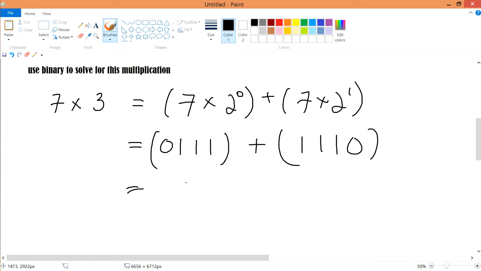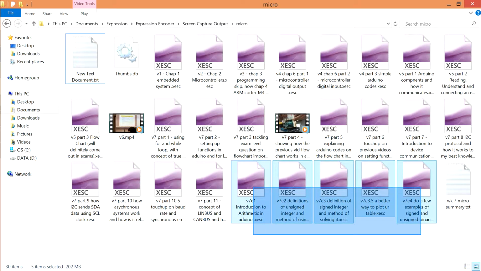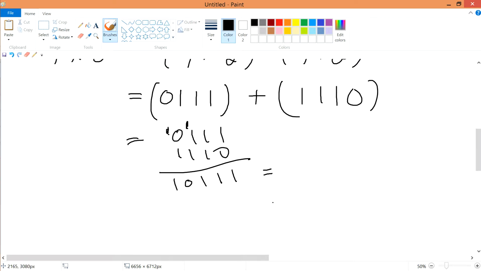Nonetheless, if you add it up, 0, 1, 1, 1 plus 1, 1, 1, 0: 1 plus 0 is 1, 1 plus 1 is 0, bring forward 1, so 1 plus 1 is 0, I bring forward another 1, so 1 plus 1 is 0, bring forward 1, so I have 1, 0. These are the things. If you don't understand what I'm doing right now, it is because you haven't gone through these videos. I suggest you watch these videos, the summing one first. If you were to evaluate this, you should get 21.